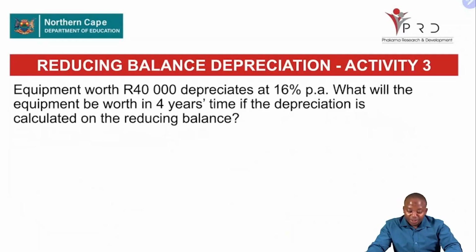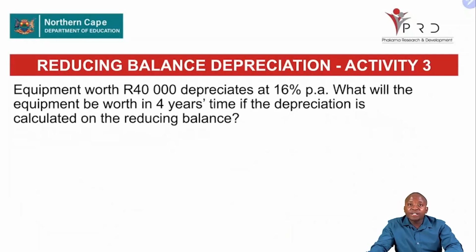Right, welcome back, Retros. Let's see how the question was. The question says, the equipment worth 40,000 depreciates at the rate of 16% per annum. What will the equipment be worth in 5 years' time if the depreciation is calculated on reducing balance?